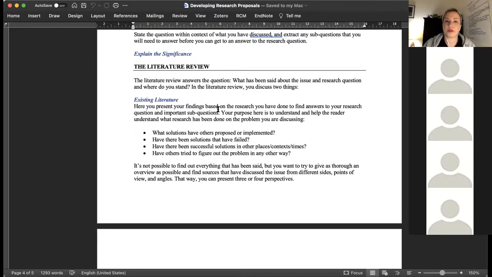With the literature review, when I say literature review, what does that mean? Can anybody answer this question here? Like, what does it mean? Literature review. Are you going to go read stories to talk about the problem? Are you going to read novels? What is literature or literature review?